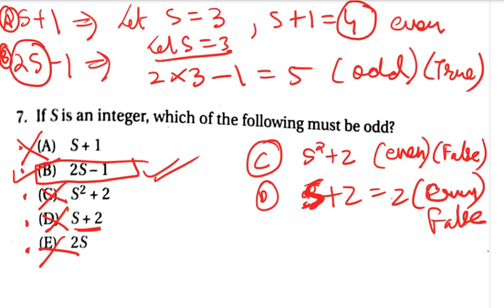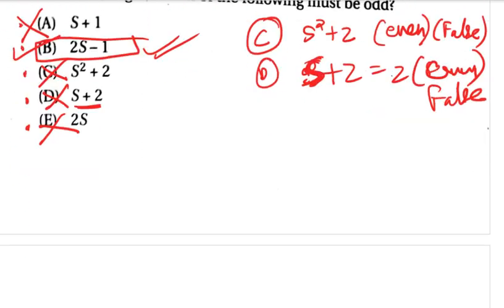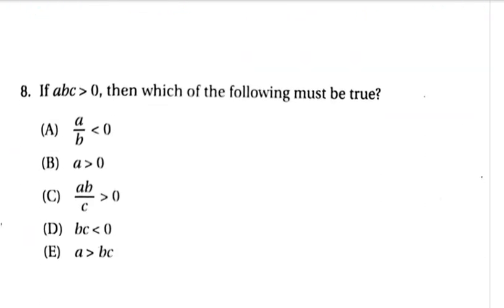Alright, now it's time for our next question. Okay, so moving on to the next question. Question number 8, again a simple type of question. Question number 8 is saying A, B, C, there are three integers, there are three values. A times B times C is greater than 0, then which of the following must be true?